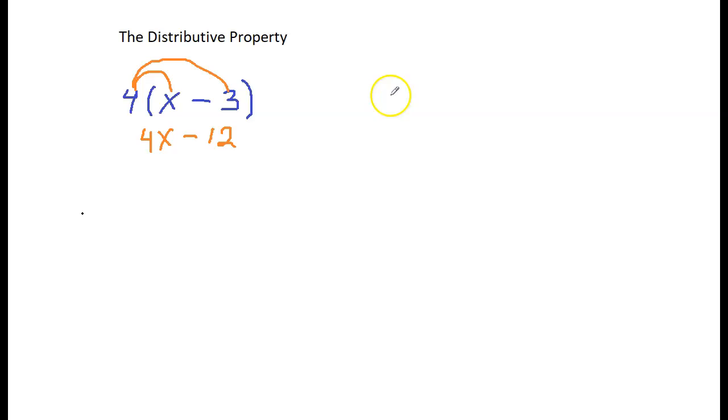All right, how about this? 5 times (4 plus x), minus 3 times (t plus 1). You notice we have 2 different sets of parentheses, so it's like we have 2 different games going on. Okay, 5 is being dealt to these players, and the -3 is being dealt to these players.